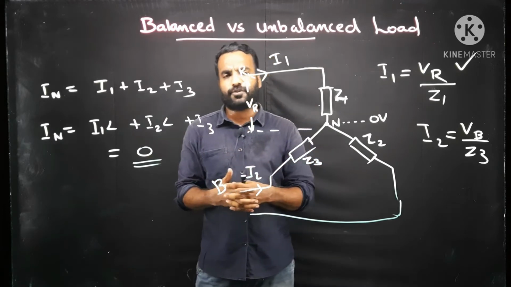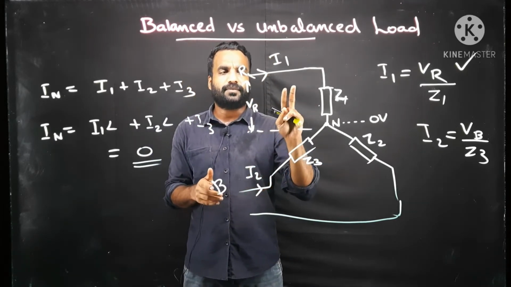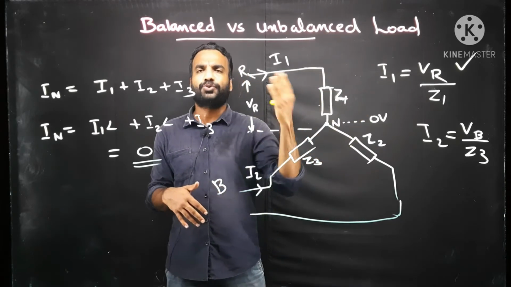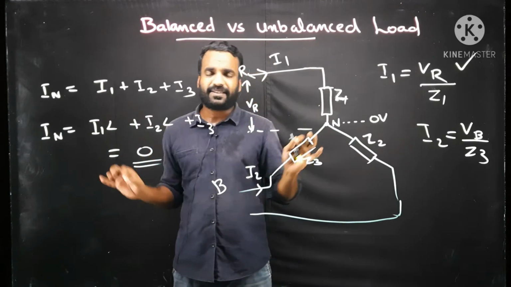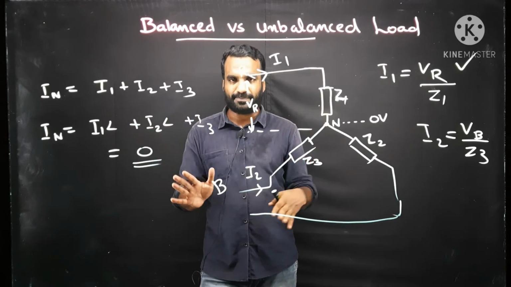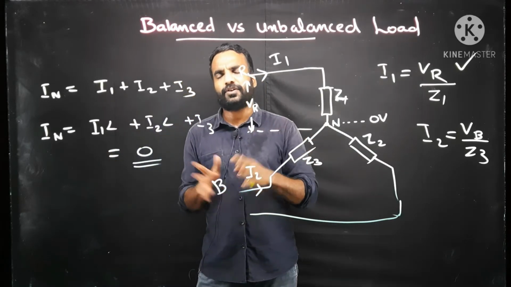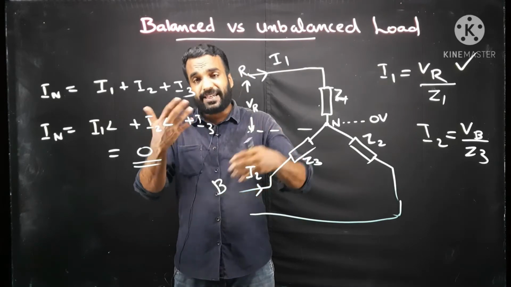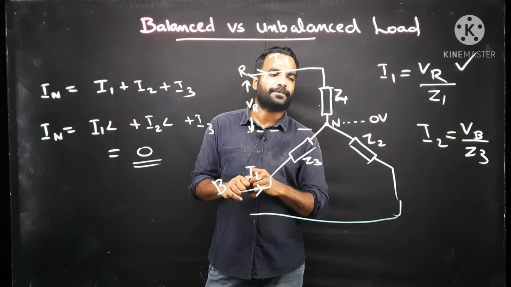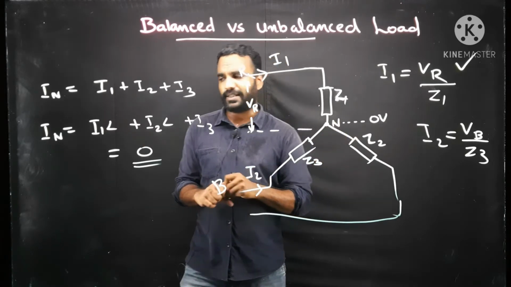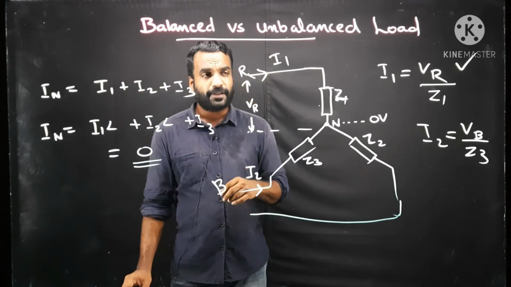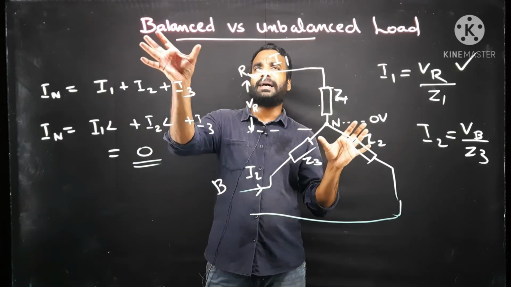Suppose for our KSEB, they connect first 2 ohms to R phase, then another 2 ohms to Y phase, and the next 2 ohms may be connected to B phase. Like that, they will try to balance the loads, but exactly it will not get balanced. Some difference will be there practically. They are trying to make it matching, but still some unbalance is there. If unbalance is there, the neutral current will not be 0. Some small current will be there. So this is the condition, what is balanced and what is unbalanced.